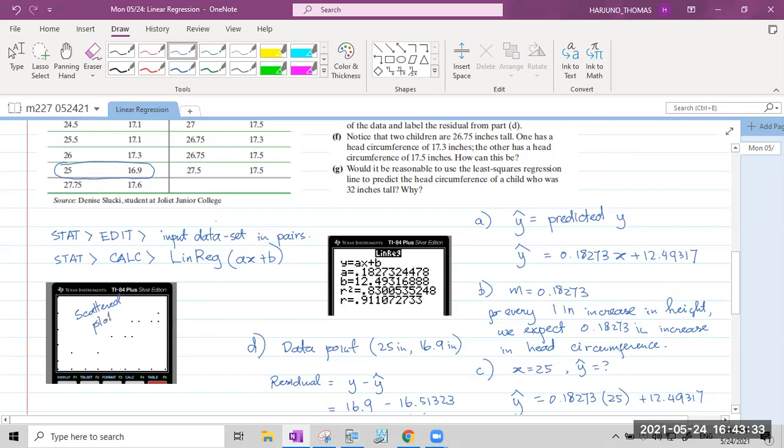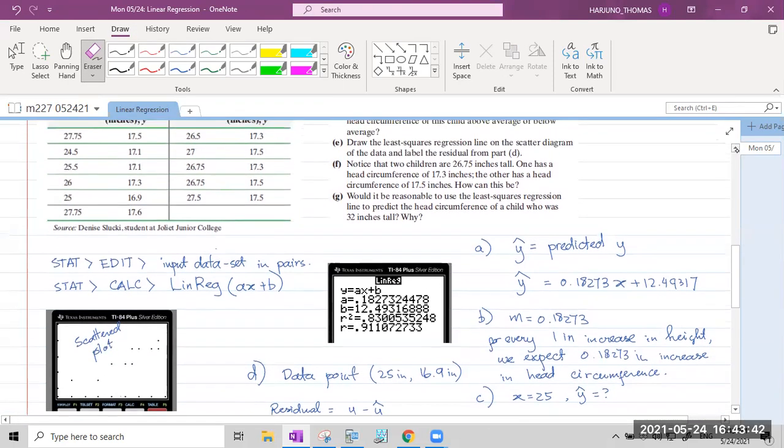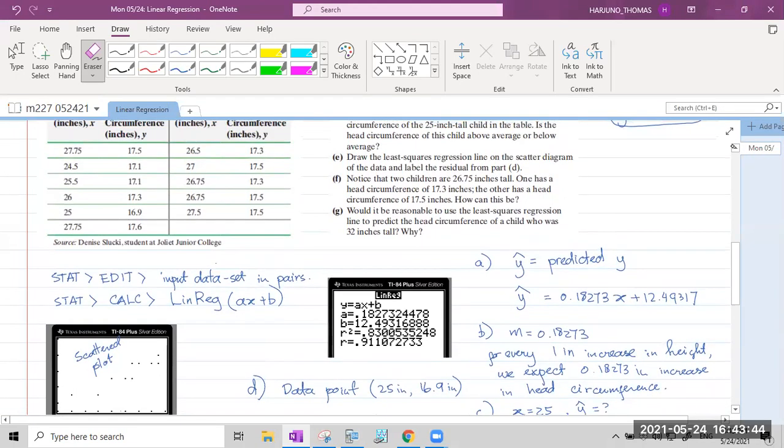Now, we're supposed to do the scatter plot before we start doing the linear regression. Why? Because it is possible the data we have is not well predicted by a line, a linear regression. Maybe quadratic, maybe cubic, maybe periodic regression.